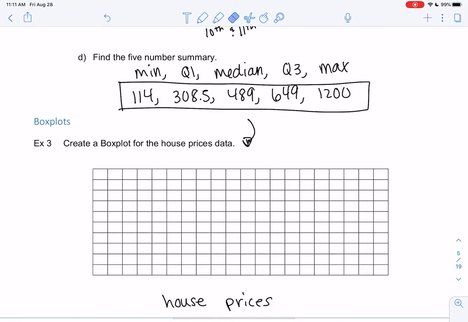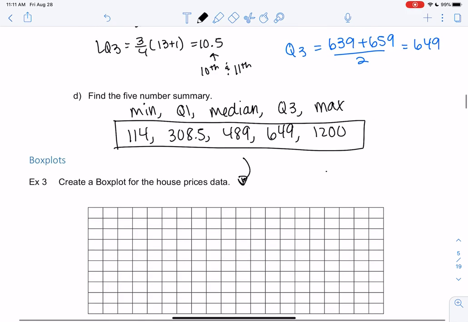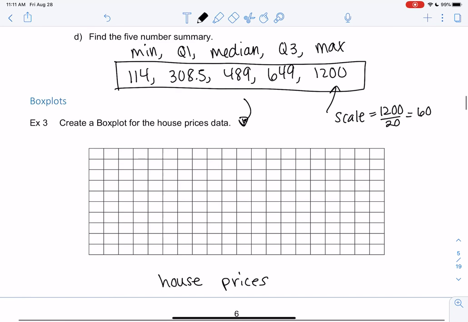I think if you count, so to find the scale, right, we have to count boxes. I think I have 20 boxes and the largest value is 1200. So for scale, we're going to do 1200 over 20, which I get 60, and I think 60 seems okay to count by. So go ahead and label the bottom. Just keep adding 60. So 120, and then 180, 240, 300, 360. I'm going to label it. If you need more time, pause the video while you label it.